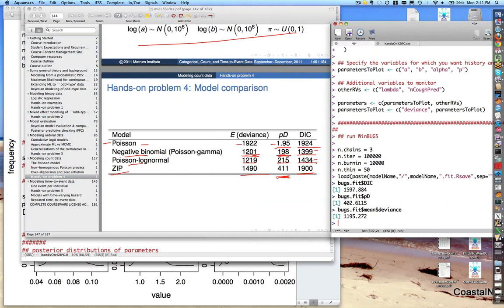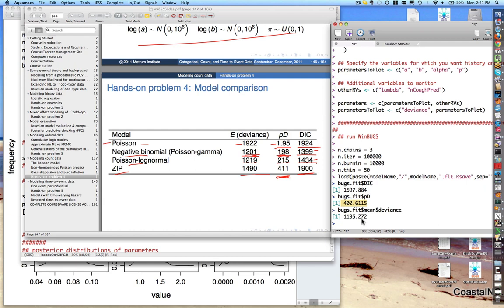So for our Poisson, actually, let's compare it to our negative binomial. We had a mean deviance of 1201, PD was 198, and the DIC was 1399. Well, you can see now our mean deviance is a little bit smaller, about 1195 compared to 1201. But our PD has jumped a lot. We went from 198 up to 403. And that additional complexity more than offset the small improvement in fit.